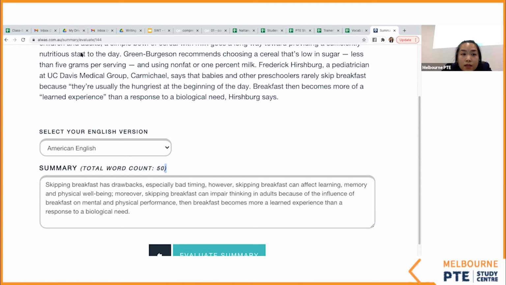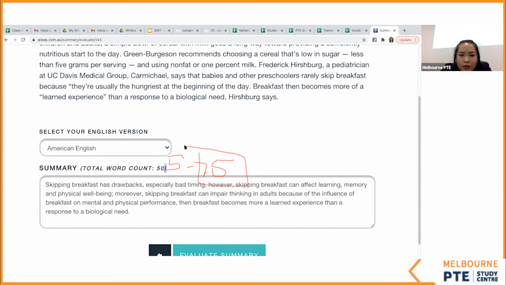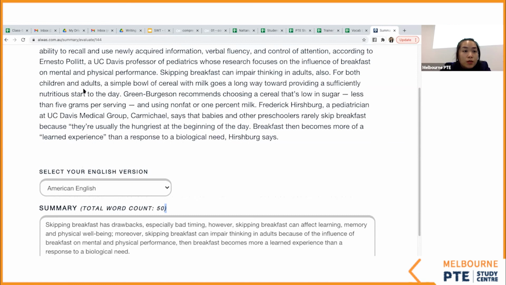So maximum is 75. Minimum is 50. Do I need to reach 75 to write my summary? No. Lots of students think that, oh, they give me 75 words, I try to put more information in it. But you guys forget, if you aim for a better score for your writing and your reading, always remember, what does it mean by summary? Do I expect you to write a long summary? No. It should be short. Correct. It should be short, okay?